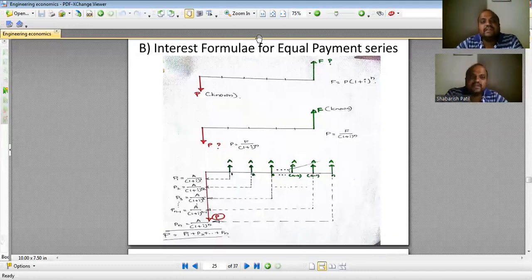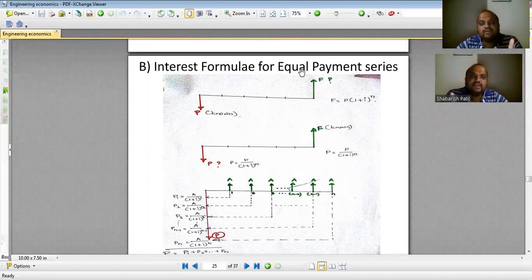It is interest formulae for equal payment series. In my case A, we dealt with the formulae when we had only a single payment. Now we are going to deal with multiple payments, that is, annuities at the end.